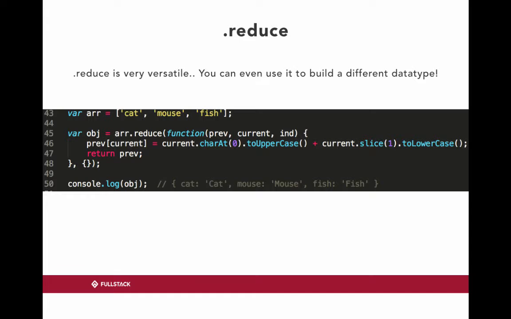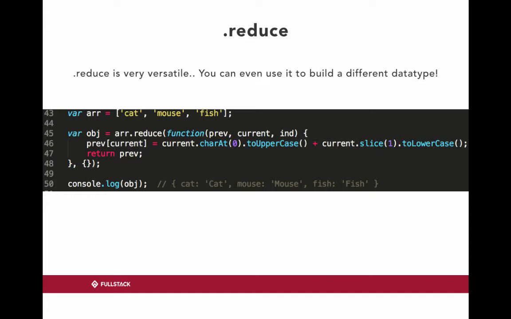I'm not so sure I get the point of prev in this example. In the last one, it kind of made sense with the numbers, but here. Yeah, well, think of it this way. When you are building an object, you can't start with nothing. You start with an empty object. Every time through the loop, we're assigning another key value pair.